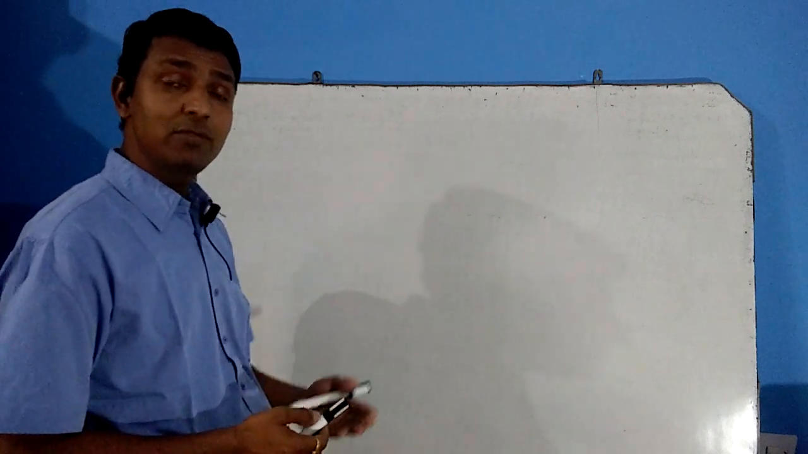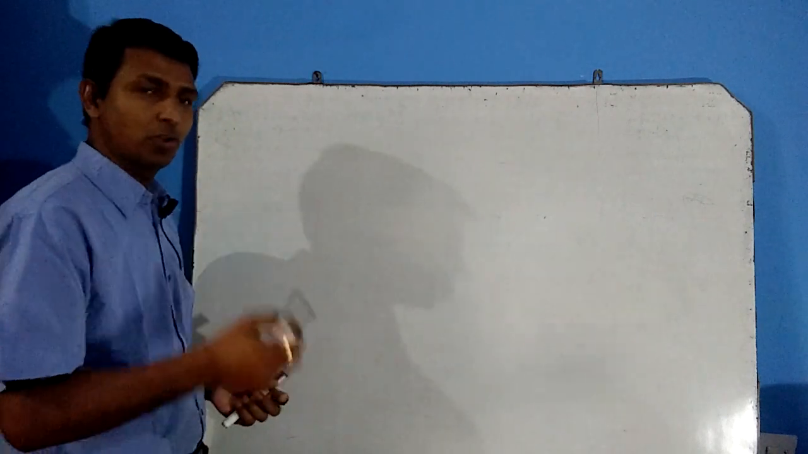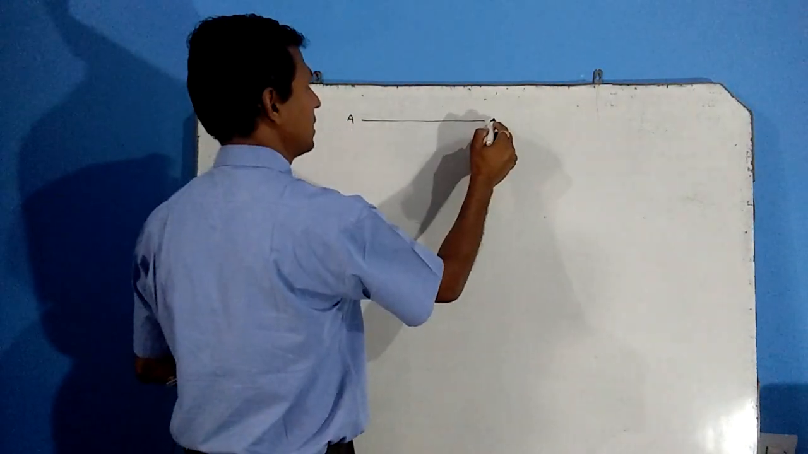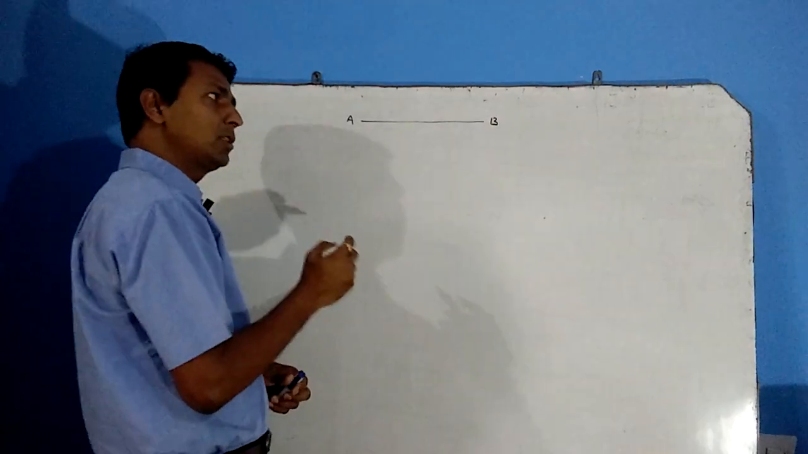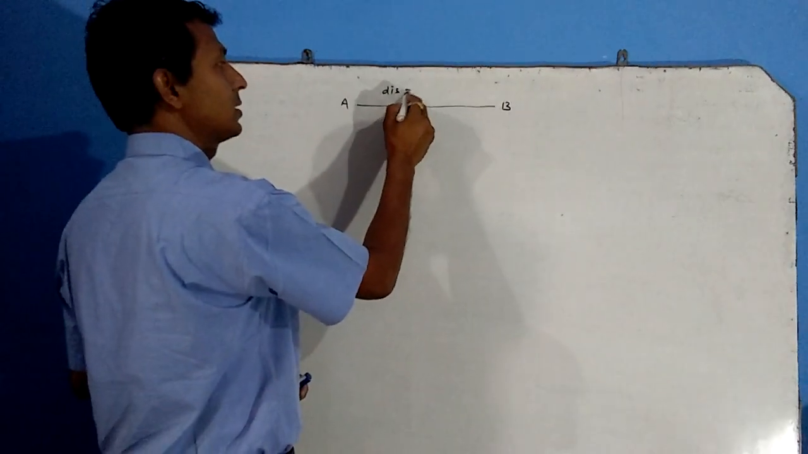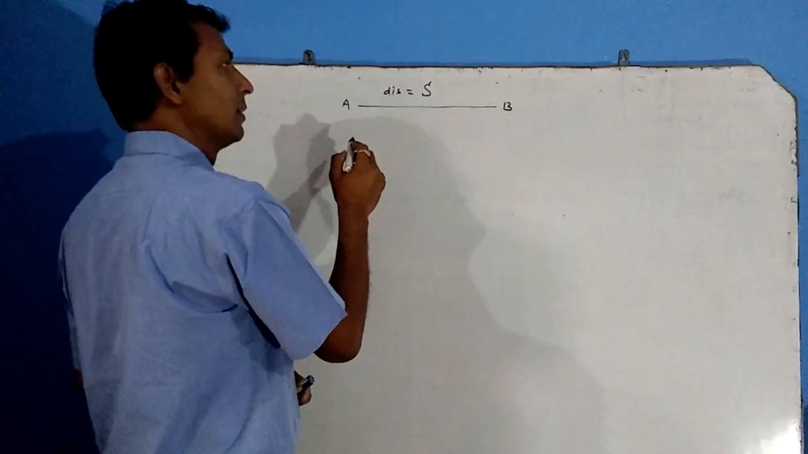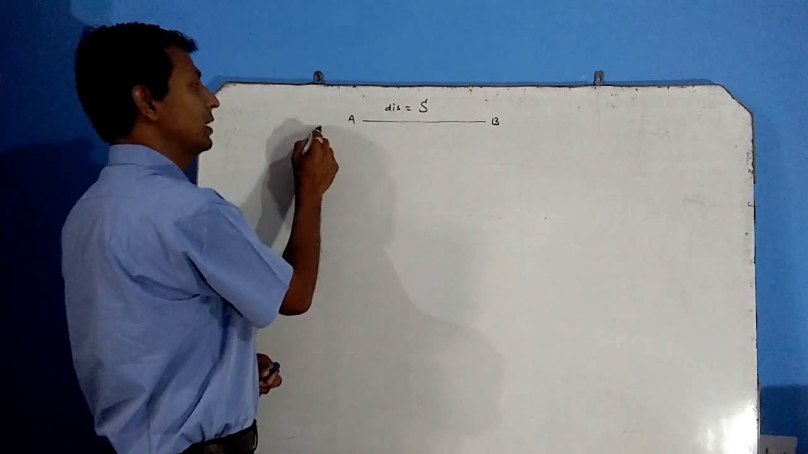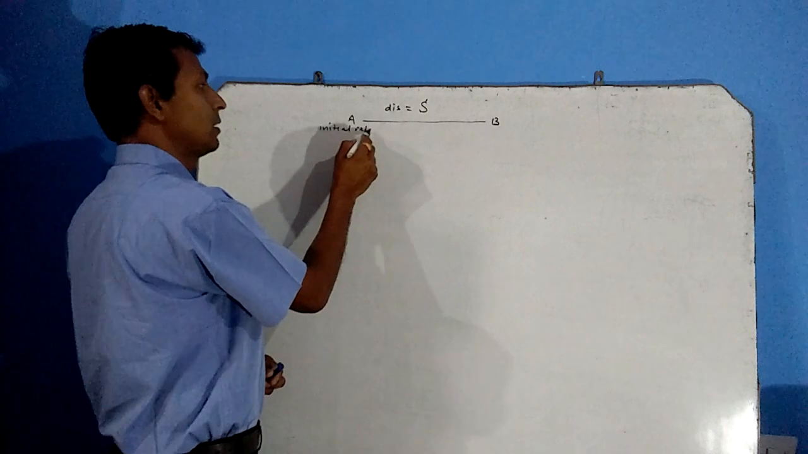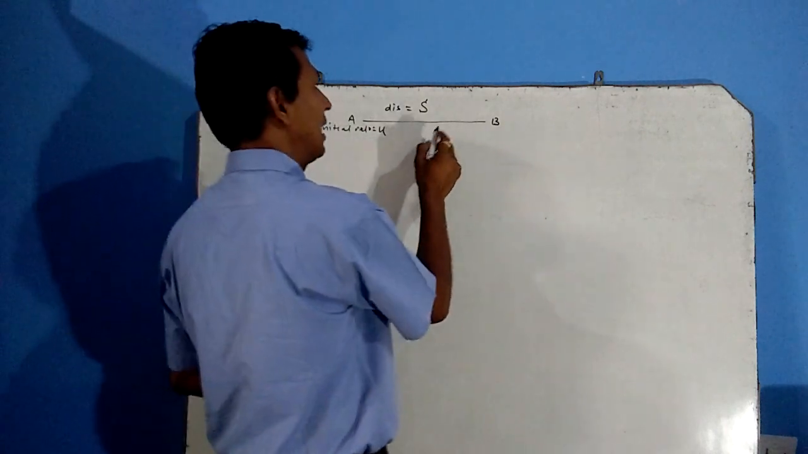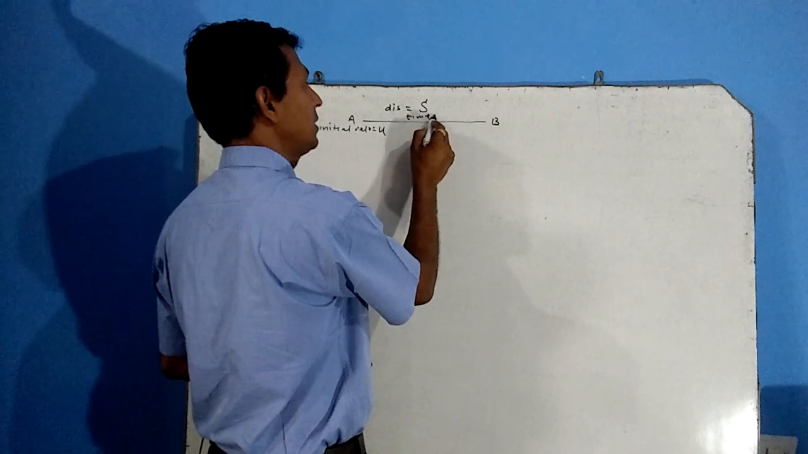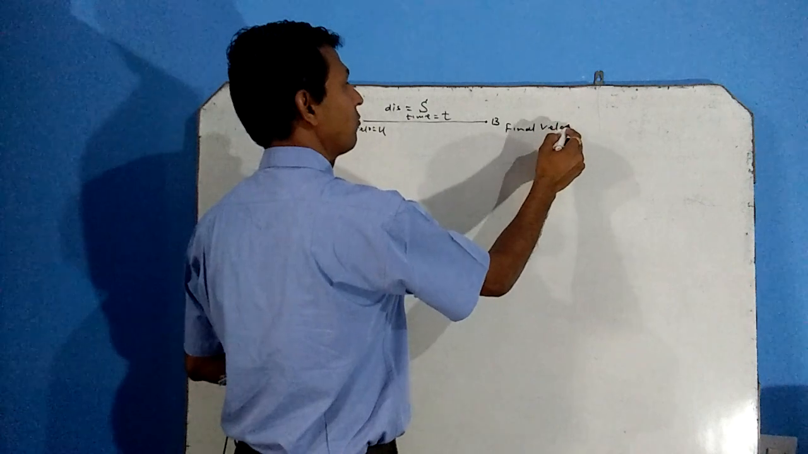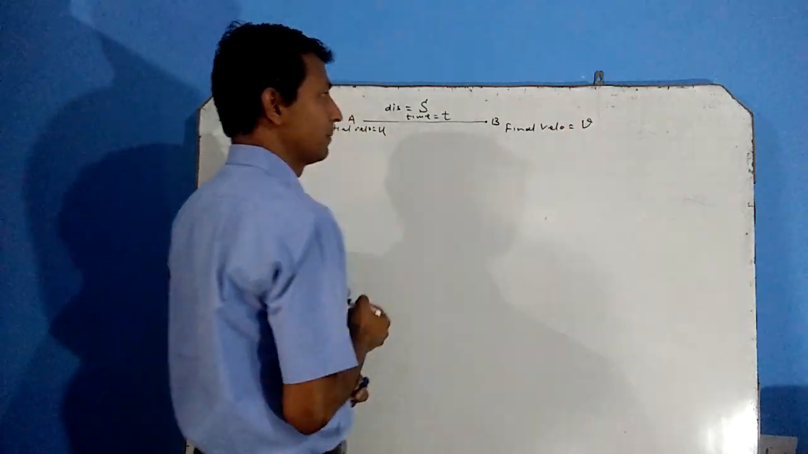Before going to derive these equations, let me clear one small theoretical section. Consider two points A and B, and the distance between these two points is capital S. Let a body start from point A where its initial velocity is equal to small u. After time t, it reaches point B where its final velocity becomes small v.